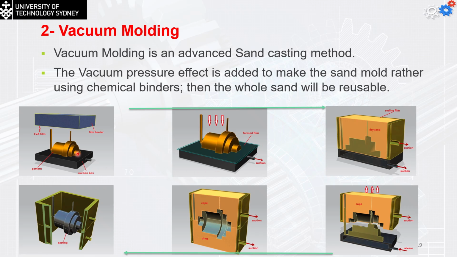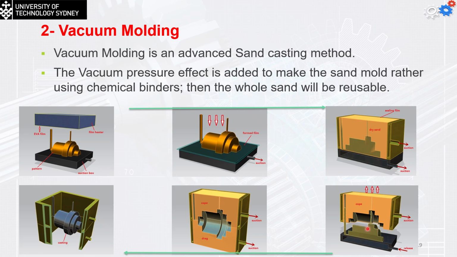So once again, we put the pattern, we put that in a box. We're going to actually fill the suction box here with the sand, do the suction. So the formed film here is going to make the sand at the lower level compact and high. We're going to do the same thing with the top one, just do the suction. So the sand will be held due to the negative pressure.